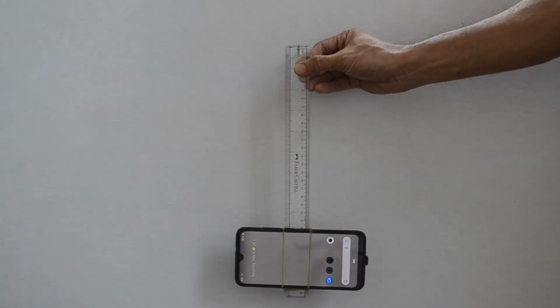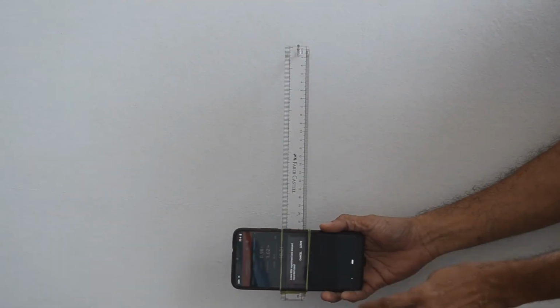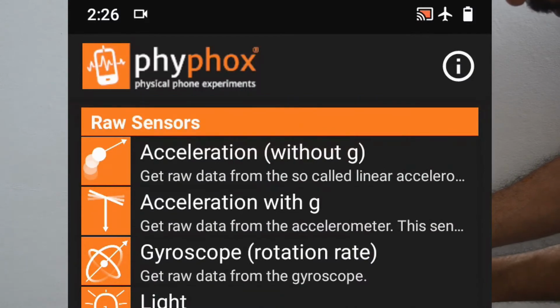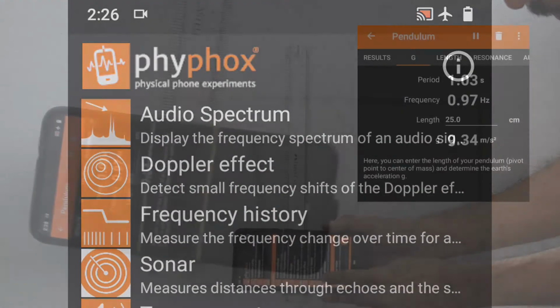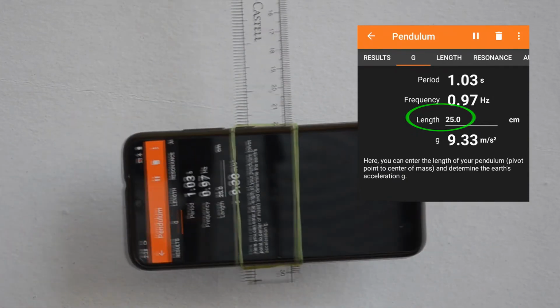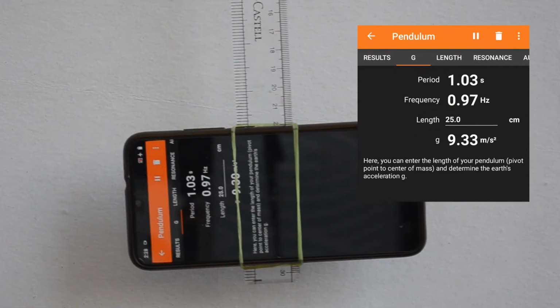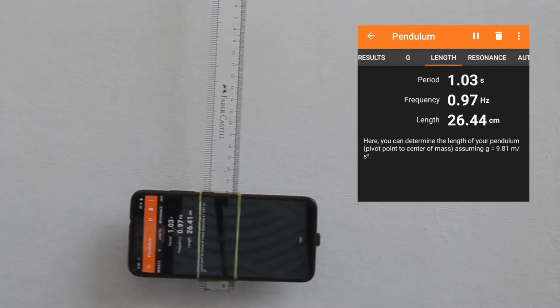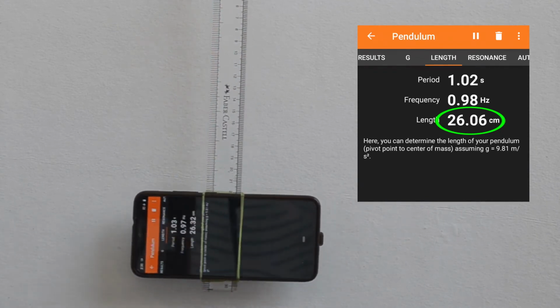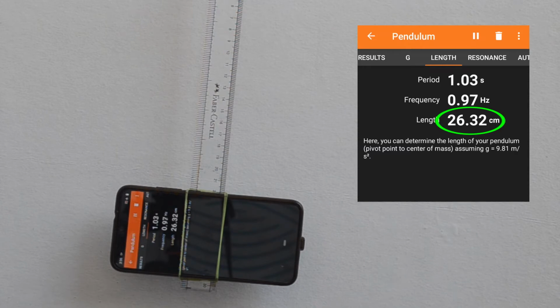The pendulum feature of this app can be used to calculate the value of g as well as the length of the pendulum. This feature is based on the accelerometer sensor. With length set to 25 cm, the app can calculate the value of g, which is approximately 9.3 meter per second squared in this case. Alternatively, we can calculate the length of the pendulum assuming the value of g as 9.8 meter per second squared. It comes out to be 26.32 centimeters.